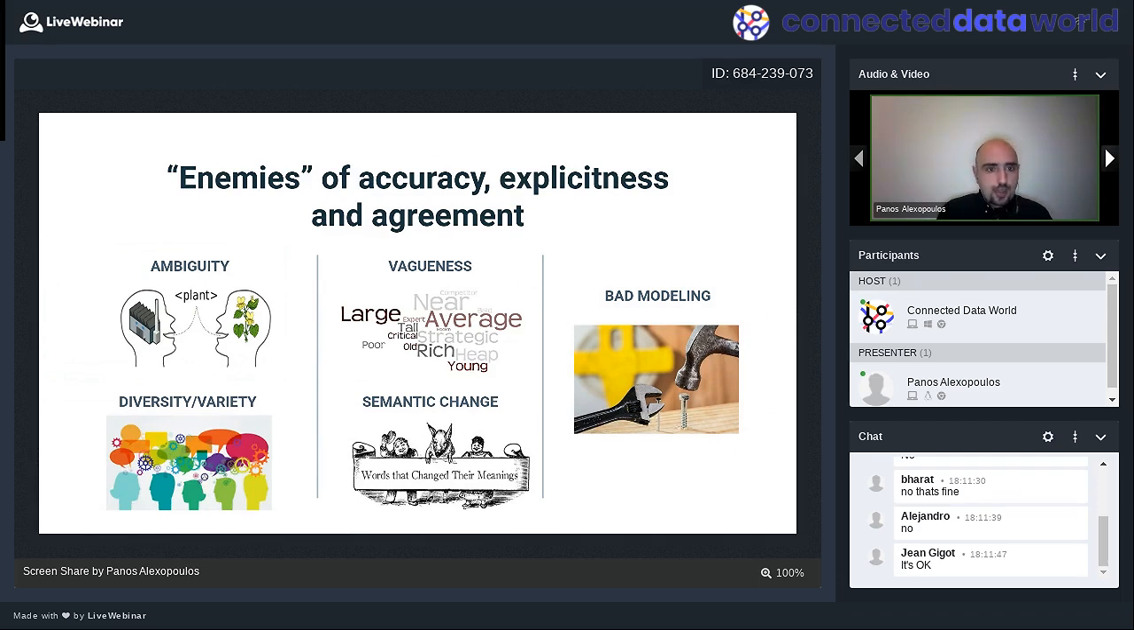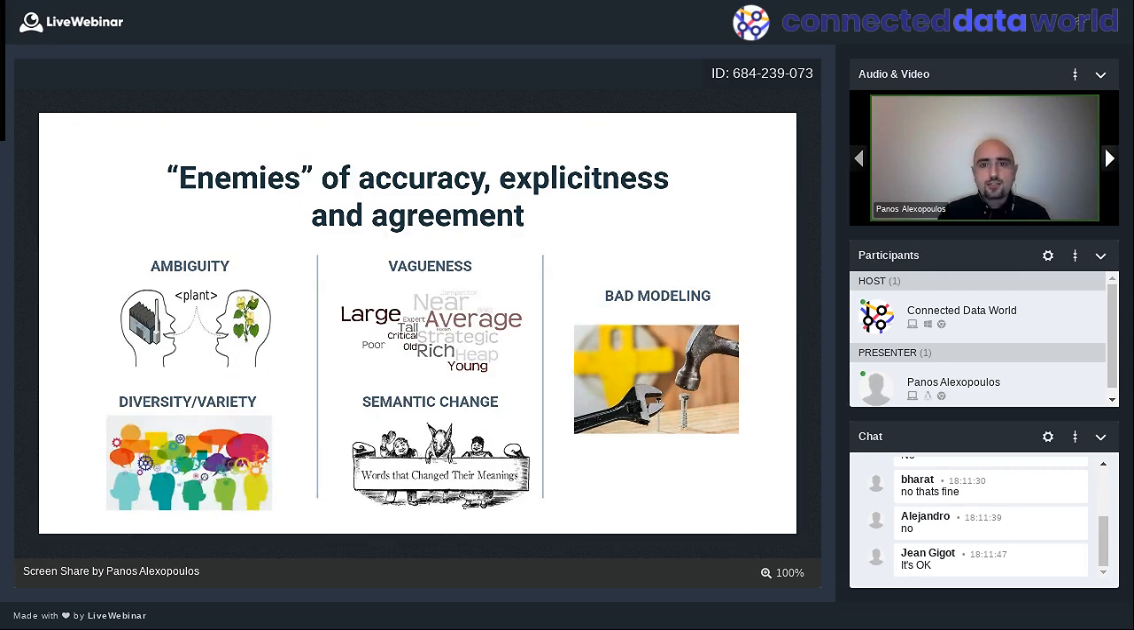The second enemy is diversity and variety. So in ambiguity, we have the same term having different meanings. In diversity and variety, we have the same meaning represented by many different terms, by many different ways. That's also a problem. There's also a challenge that we need to tackle when we develop knowledge graphs.